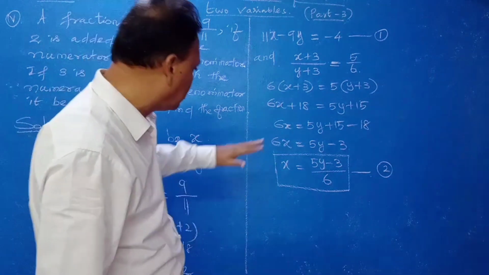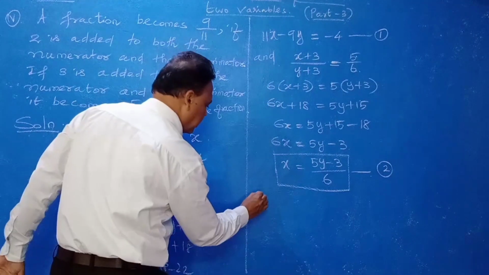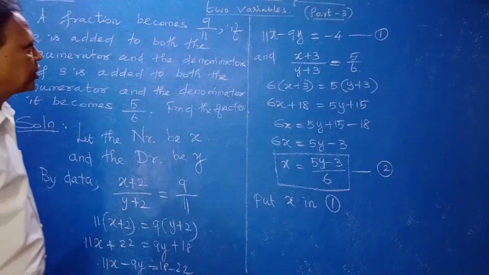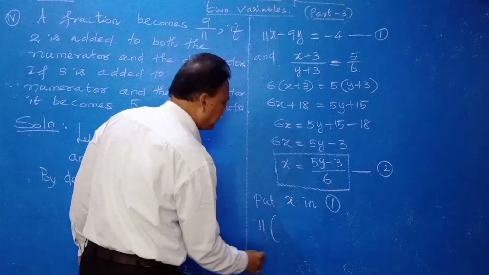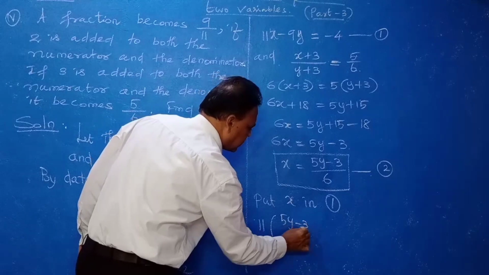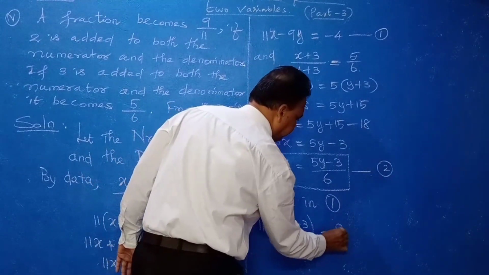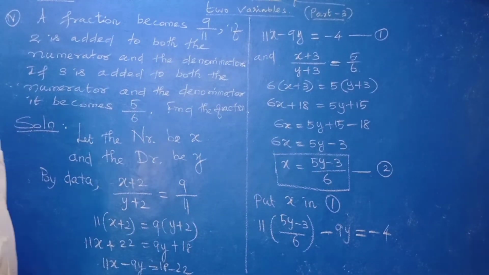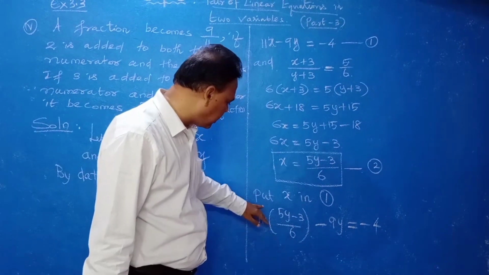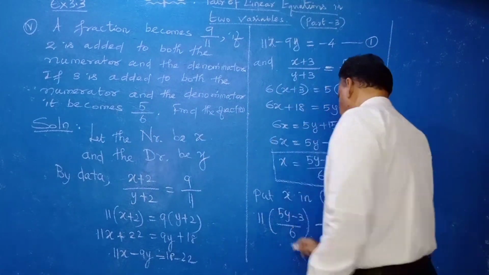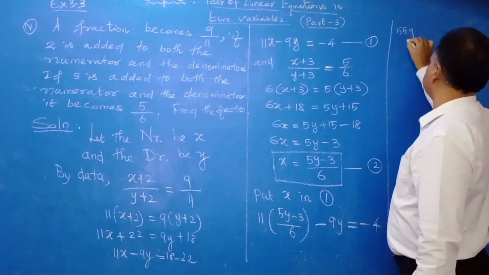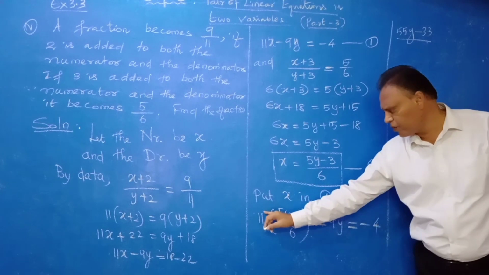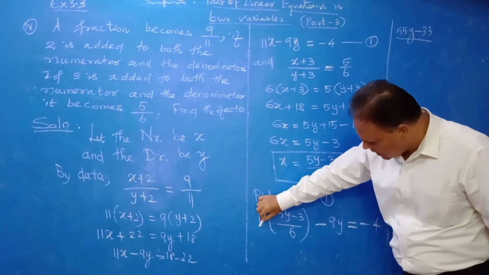Next, what you have to do is put this x in equation number 1. Substitute x in 1. Now just replace it: 11 into this x fully replaced, 5y minus 3 by 6, minus 9y is equal to minus 4. Now you have to remove this bracket. So multiply: 55y minus 33. Only 11 you have to multiply with the numerator only, then the denominator you write as it is, because 11 means 11 by 1.